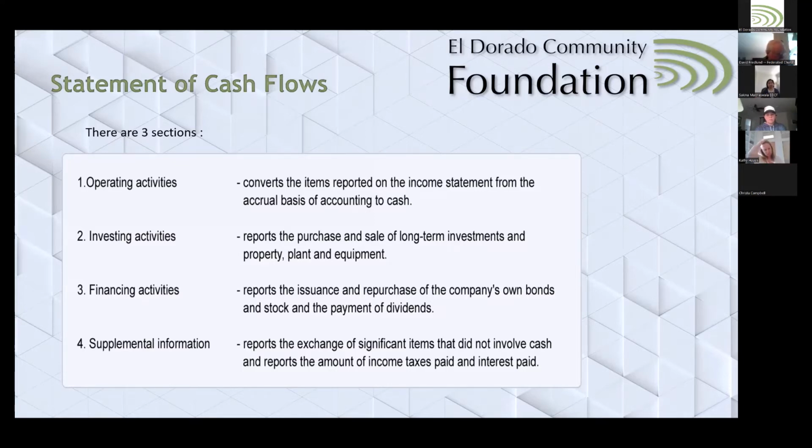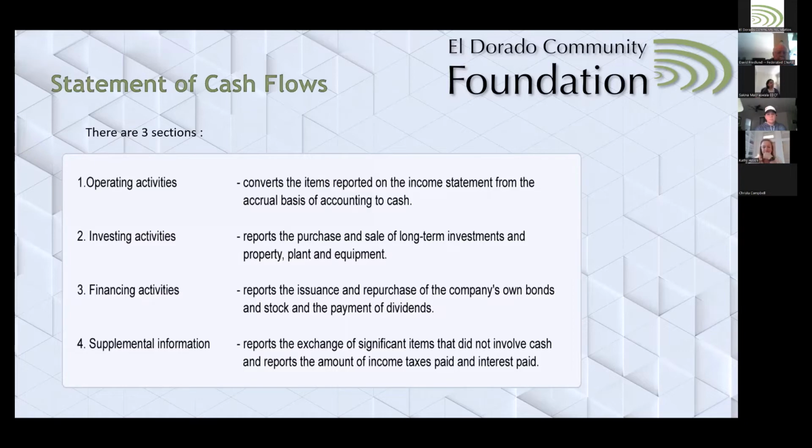So this is something, like I said, if you have a building that's going on sale and you have it listed as an asset, but the money hasn't come in yet. Financing is where issuance and repurchase of companies' own bonds and stocks are covered. This is generally not something nonprofits do. We don't issue our own stock and bonds, but it's covered under the statement of cash flows in case it's a company giving out dividends, etc.